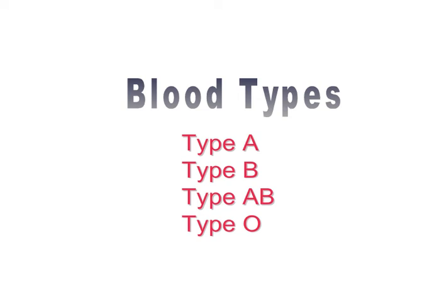So the common blood types you're probably familiar with are A, B, AB, and O. Now, there are many more blood types than this, but these are the most common ones and the ones that, if we don't get them right and match you with a compatible type, can lead to the most severe reactions. So we're going to concentrate on the ABO blood types, but just remember there are others as well.